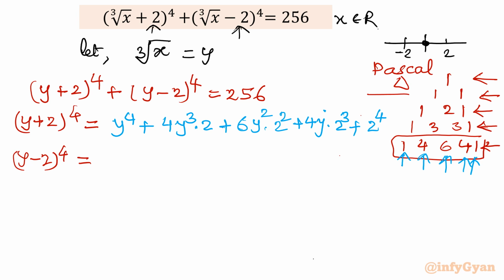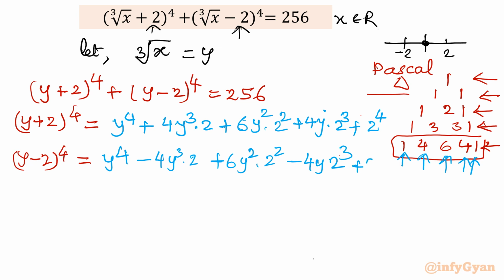Now for (y minus 2) whole power 4, we have to write y power 4 minus 4 times y cube times 2 plus unchanged y square 2 square. This term would be again with minus sign because the power would be odd, so minus will come out, plus 2 raised to the power 4. Now I am going to add both the equations.